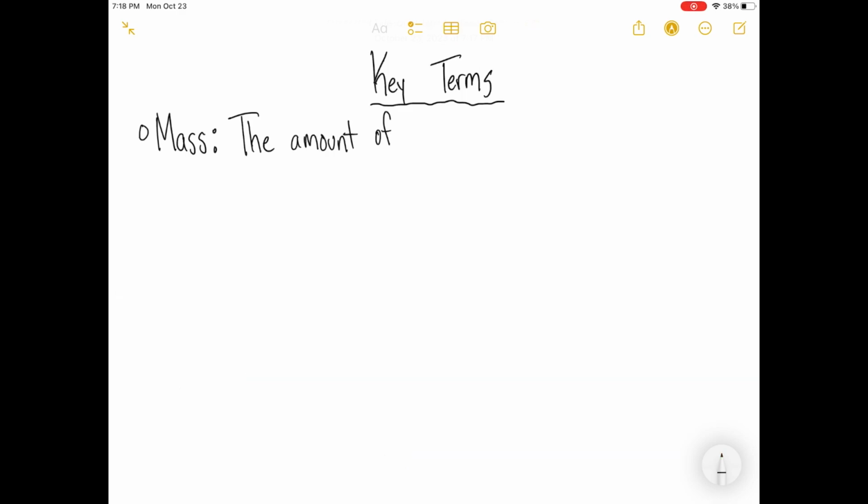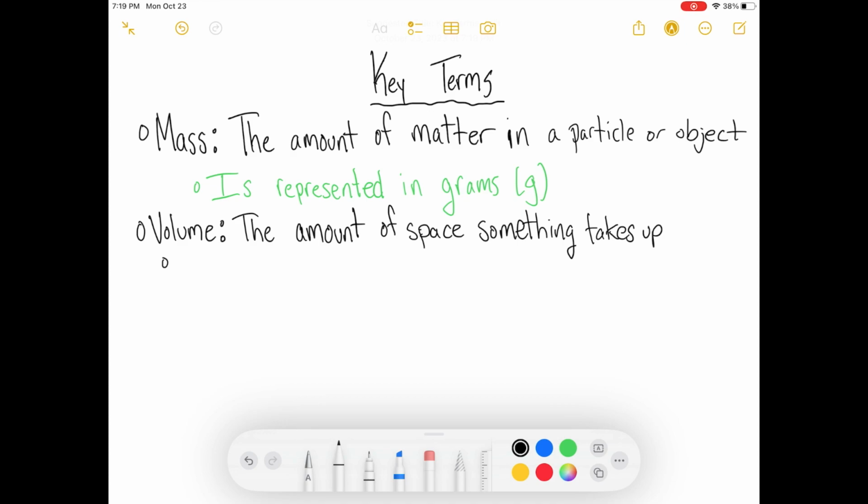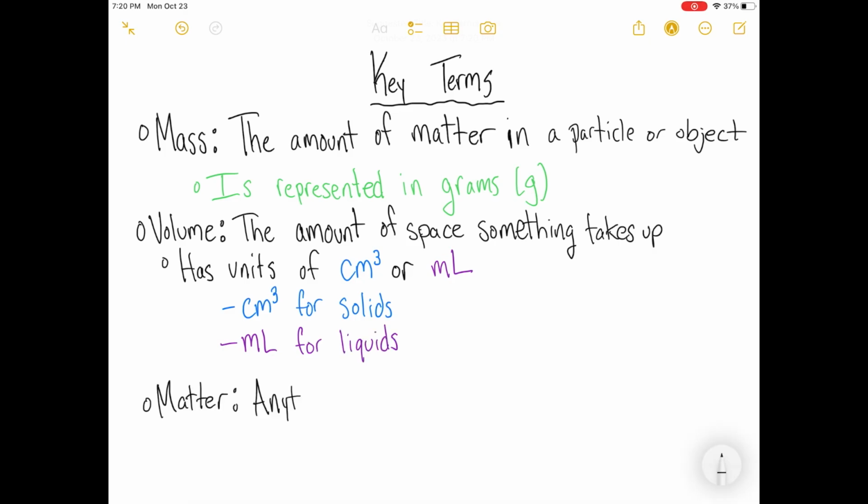Let's go over some key terms. Mass is the amount of matter in a given object, and this is always represented in grams. Volume is the amount of space something takes up, and this can either be represented in centimeters cubed, which is used for solids, or milliliters, which is used for liquids. And then matter is anything that has mass and takes up space.